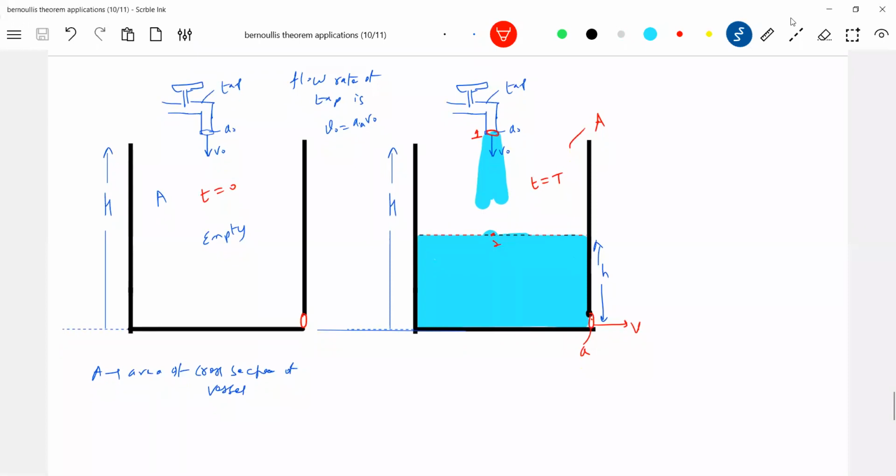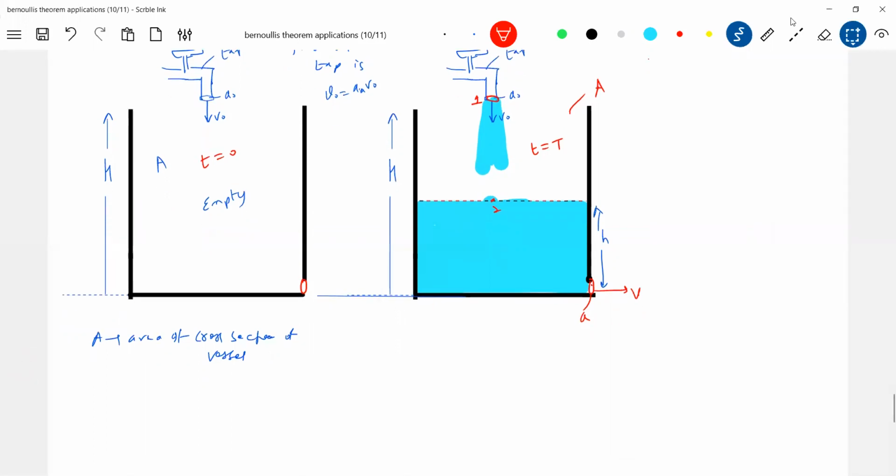Shall we proceed here? So the moment you switch on the tap, the level of water starts increasing. As the level of water starts increasing, the flow rate here will increase. So shall we say the rate at which the level of liquid rises, or the flow rate, the rate at which water is supplied by the tap. I'll write the rate equation.